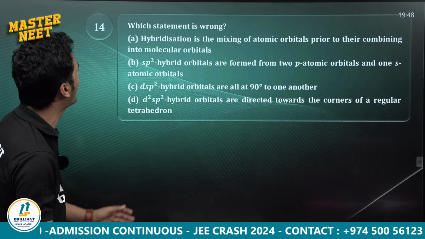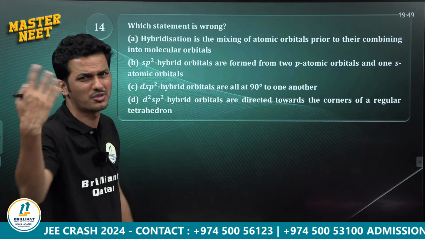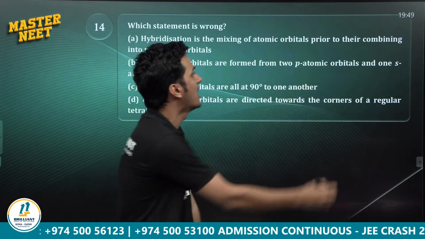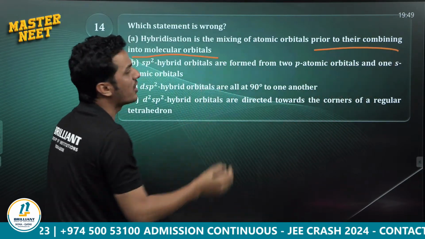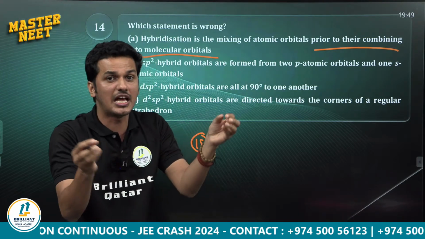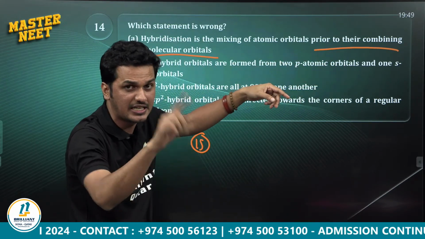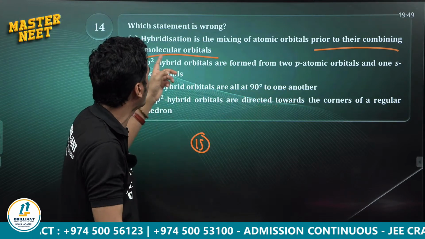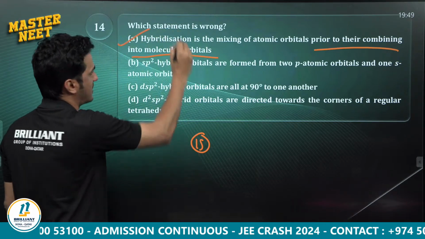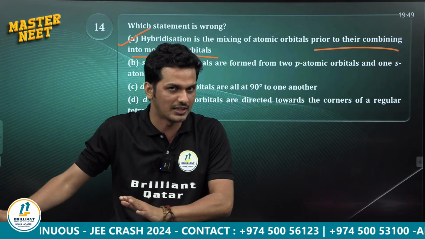Okay. So we have to go to the next question, guys. This is the question. Which statement is wrong? You have to read it properly. Hybridization is the mixing of atomic orbitals prior to their combining into molecular orbitals. If I have a 1s orbital and they undergo mixing, they combine, and linear combination of atomic orbitals takes place and they form a molecular orbital. Before that, this intermixing will take place. That statement is correct. Before molecular orbital formation, this hybridization will take place.